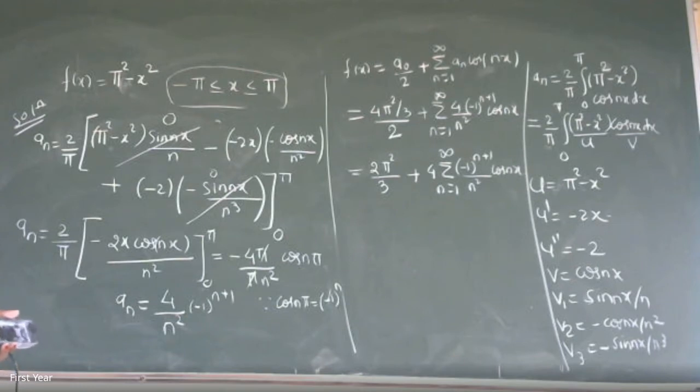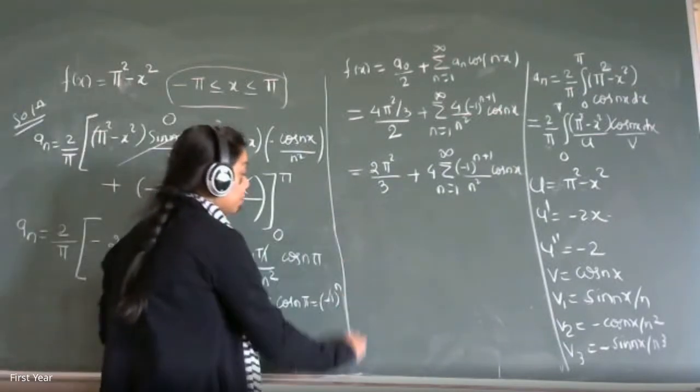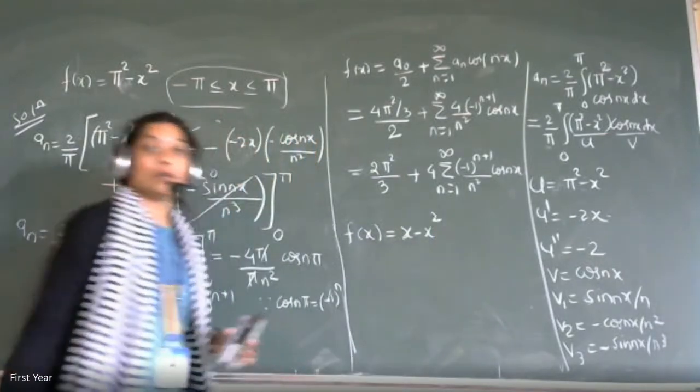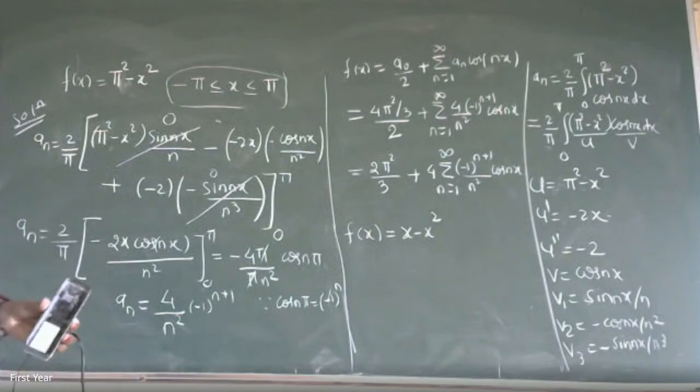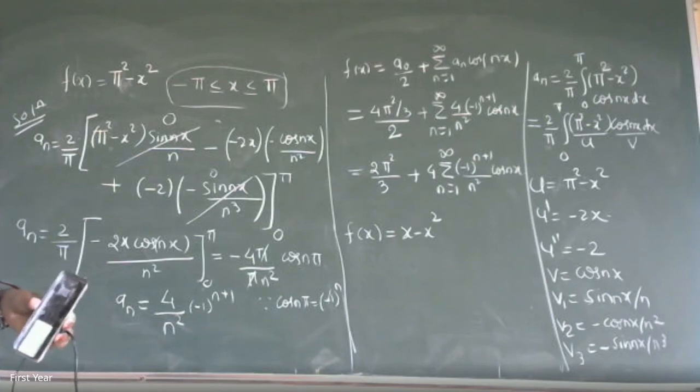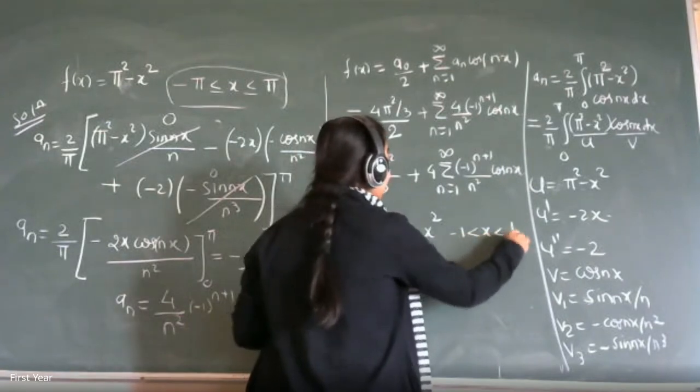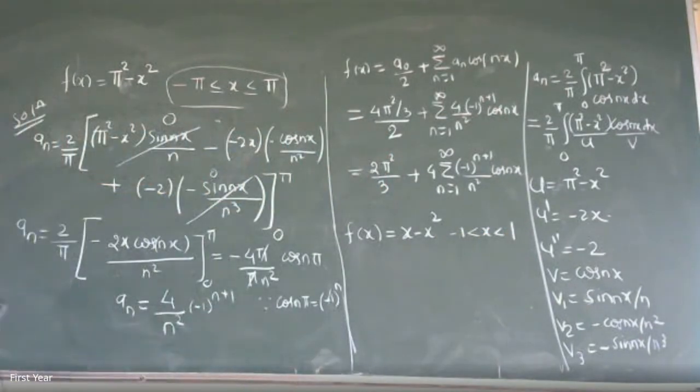Yes. Please take down. Obtain the Fourier series expansion for f of x is equal to x minus x square. Obtain the Fourier series expansion for f of x is equal to x minus x square in the interval minus pi less than x less than pi. Who will tell me how to go about this?